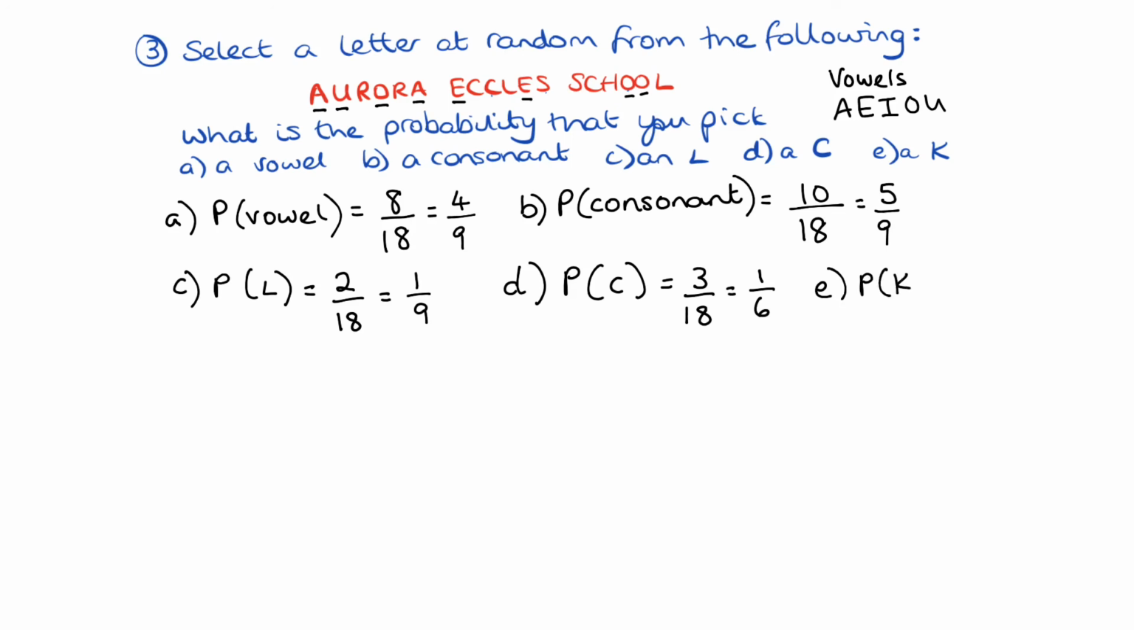And then E, probability of getting a K. Now, I haven't left myself much room here because I don't need it. There are no Ks in Aurora Eccles School, okay? So we don't even need to write down the fraction for this one. We can just say that the probability of selecting a K from those letters is 0 because there isn't one. You can't pick a K from those.